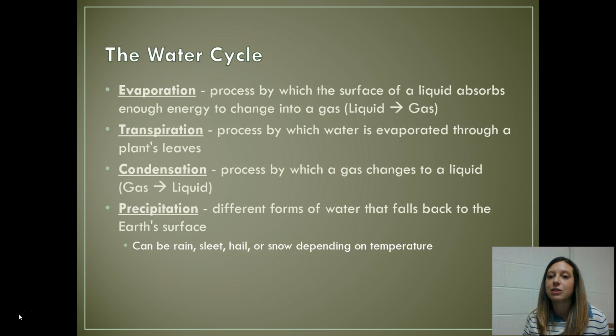So evaporation is the creation of that water vapor, the gas. Transpiration is simply evaporation that's happening inside of plants. So water going through the leaves of plants, it's a specific type of evaporation. That's transpiration. Condensation is when you go from that water vapor gas to the liquid.